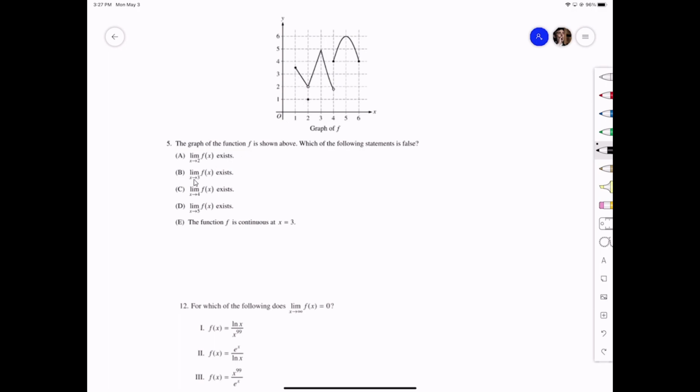The limit as x approaches 3 of f of x exists. That is true. From the left, it approaches 5. From the right, it approaches 5. The limit as x approaches 4 of f of x exists. That is not true because from the left, it approaches like 1.9, and from the right, it approaches 4. And the limit as x approaches 5 of f of x exists. That's true, because it approaches 6. And it is continuous at x equals 3 because the limit equals the point. So C is the answer. C is false.